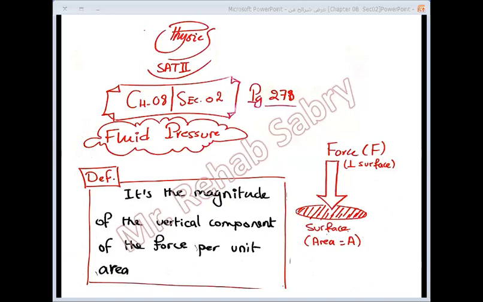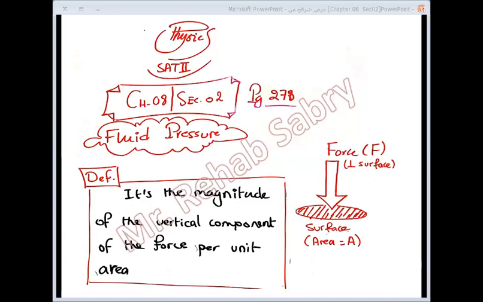ممتاز. What is the measuring unit؟ يعني pressure equal F over A. It's a piece of cake. P equal F over A. P is the pressure. F is the force. A is the area. Okay?